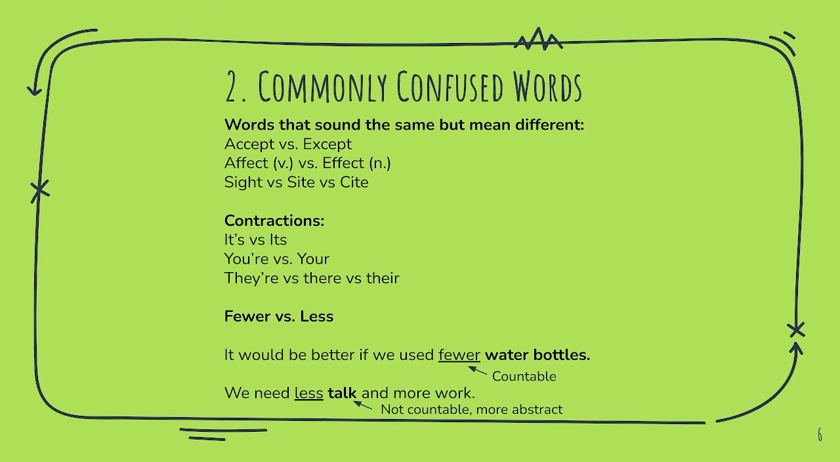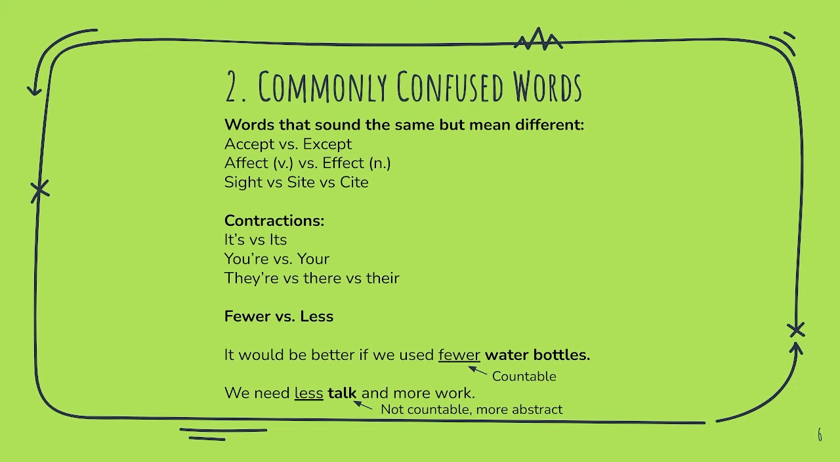Number 2, commonly confused words. We need to be comfortable with words that sound the same but mean different things. For example, accept vs except, affect, which is a verb, vs effect, which is a noun, site vs sight vs cite. These words sound the exact same, but they mean different things. We have to know the difference between contractions and possessive pronouns. It's is a contraction, and its is a possessive pronoun. You're vs your, they're vs their vs there.